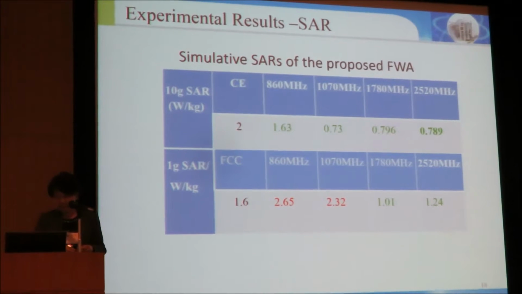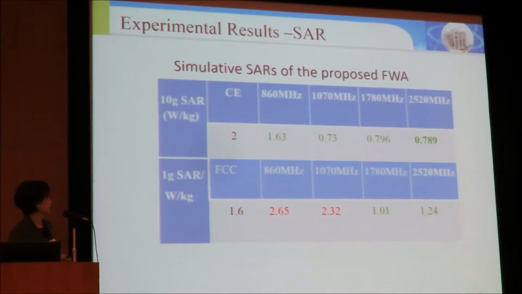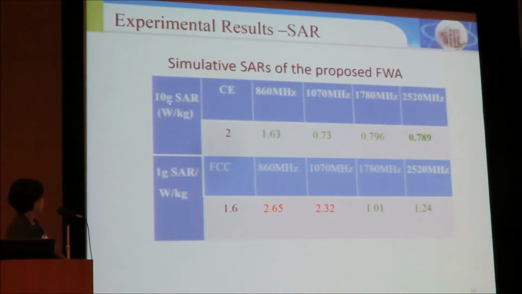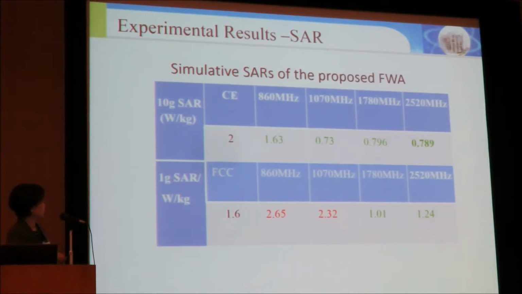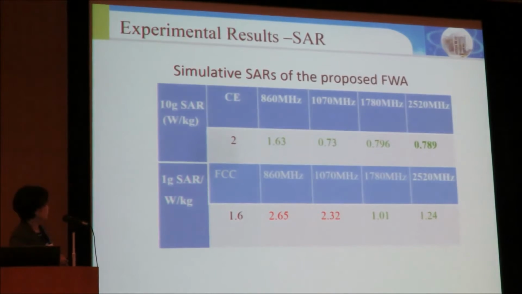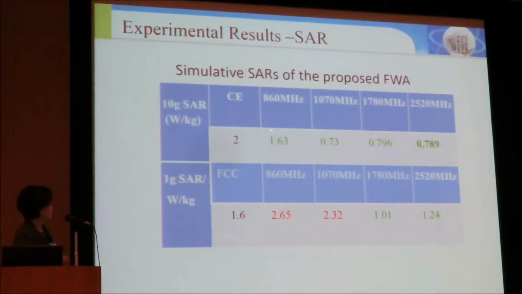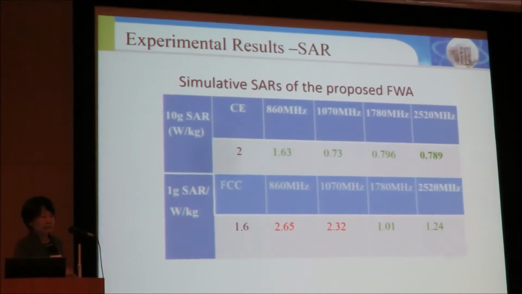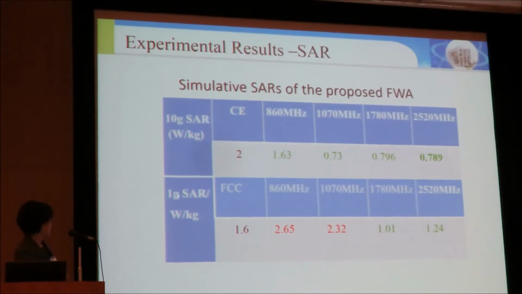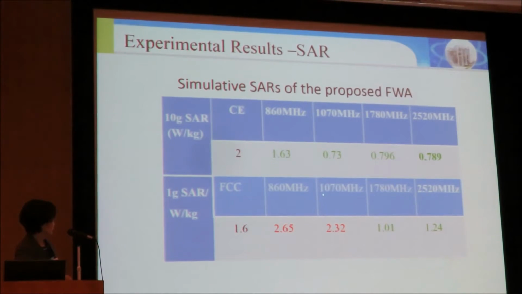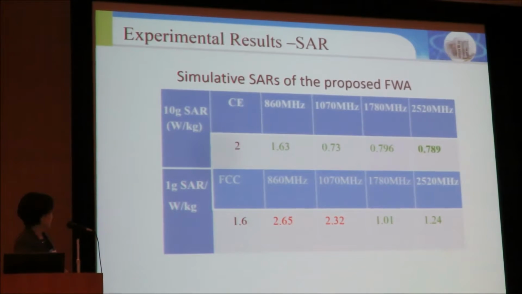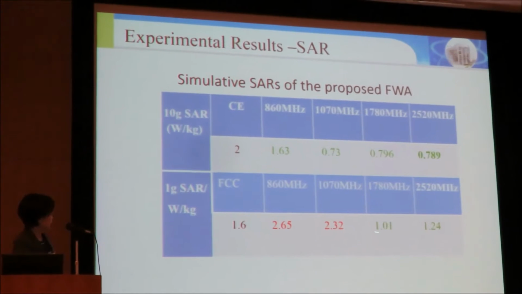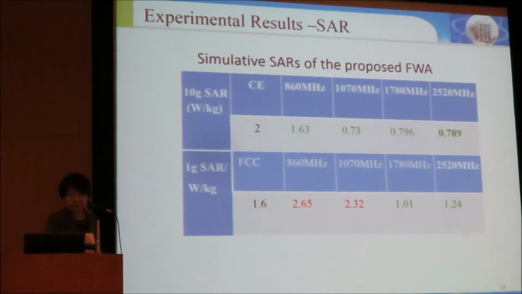This table shows the simulated SAR of the proposed antenna for the 10 gram size by the CE standard. We can see that our proposed antenna has a lower value than the CE limit. And for the 1 gram size, compared to the FCC limit, our proposed antenna has a lower value than the FCC limit, but it is okay in the low band, in the high band. Sorry.